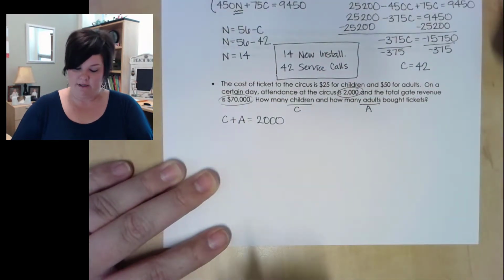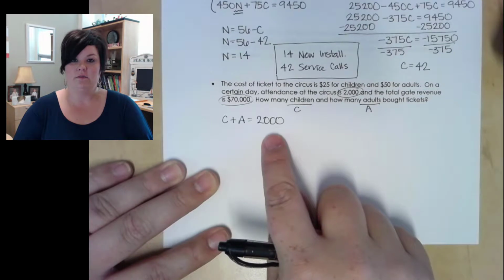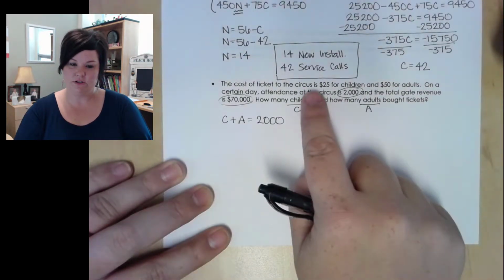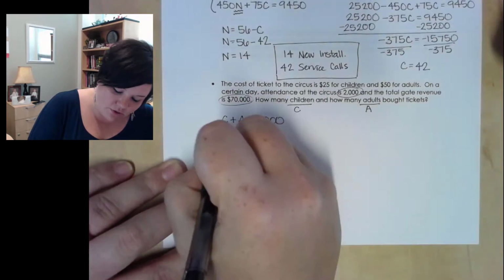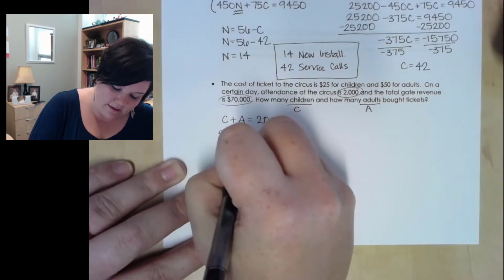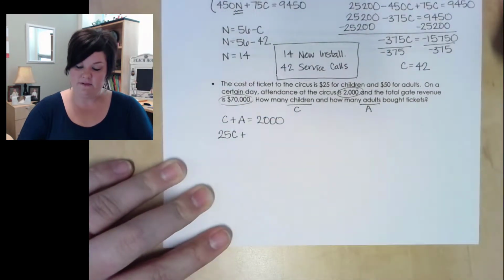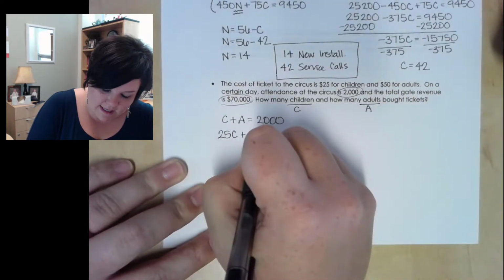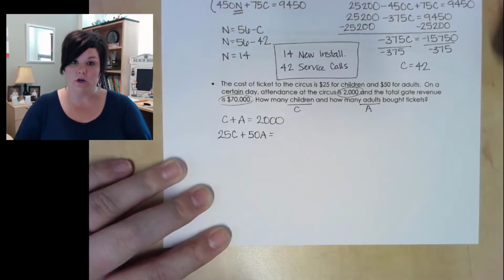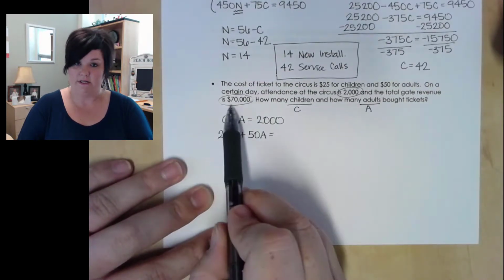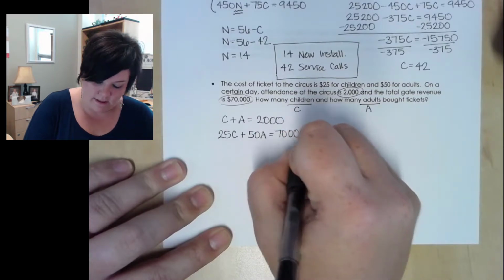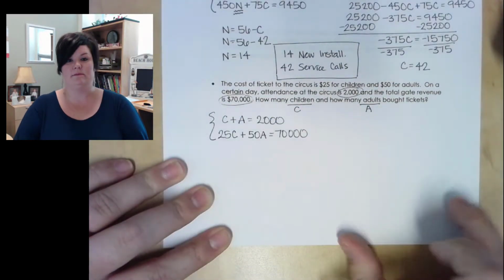And then I'm going to set up an equation that has their costs. So I know that it's $25 for children. So I'm going to charge $25 per kid plus $50 for each adult. So 50 times A, and the total earning of that many people, however many it happens to be, is 70,000. Okay, so here is my system of equations.